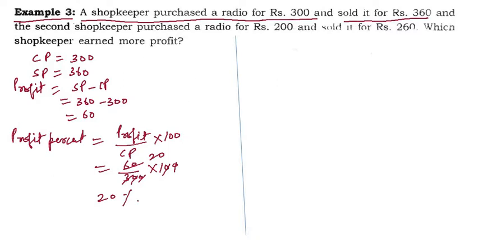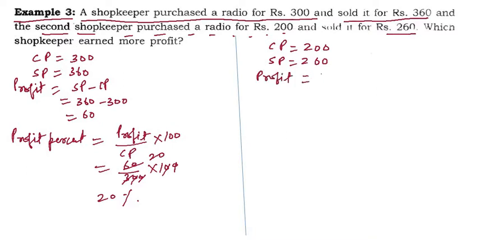Now come to the second shopkeeper. The second shopkeeper purchased a radio for rupees 200, that is the CP is equal to 200 rupees, and he sold it for 260, that is the SP is 260 rupees. Which shopkeeper earned more? Now find the profit. Profit is equal to SP minus CP. SP is 260 minus CP is 200, so that is the 60 rupees.